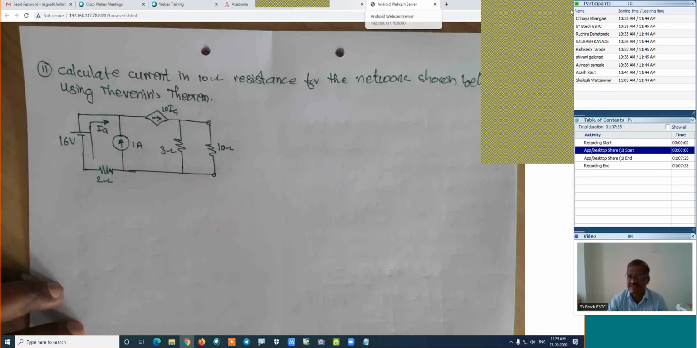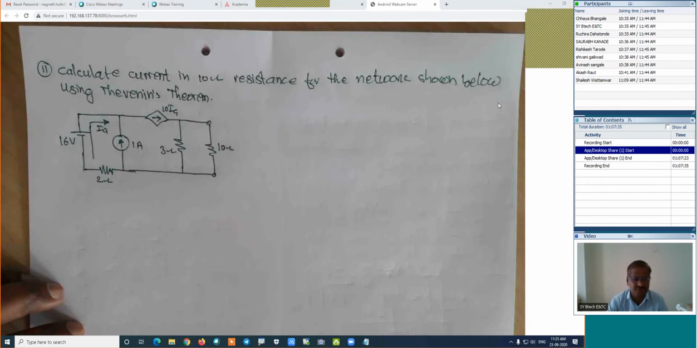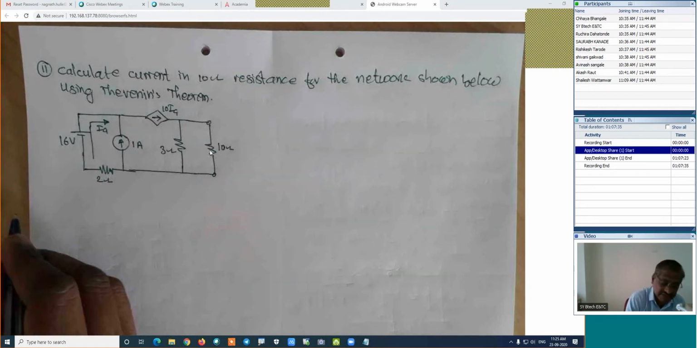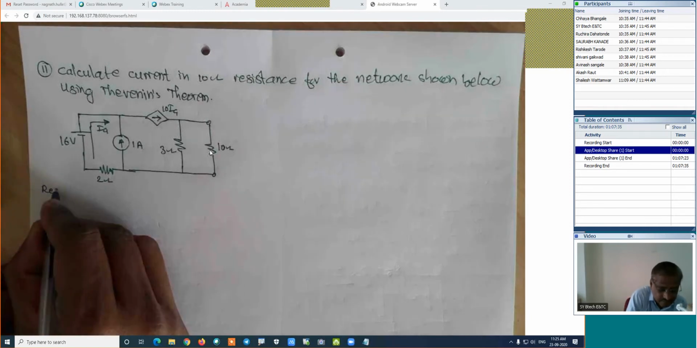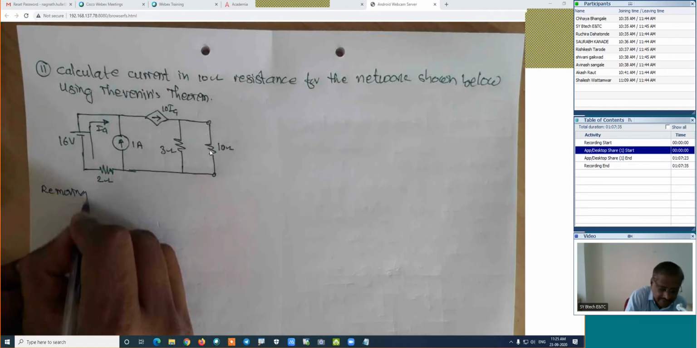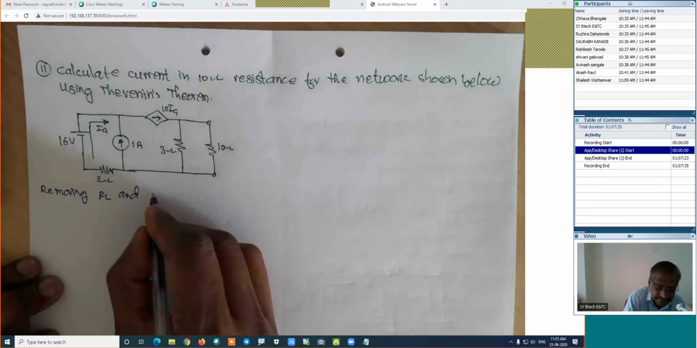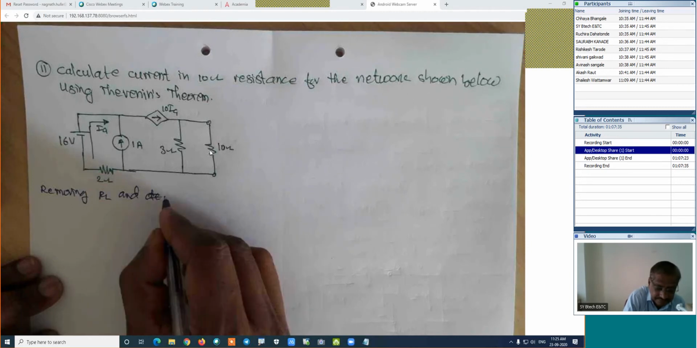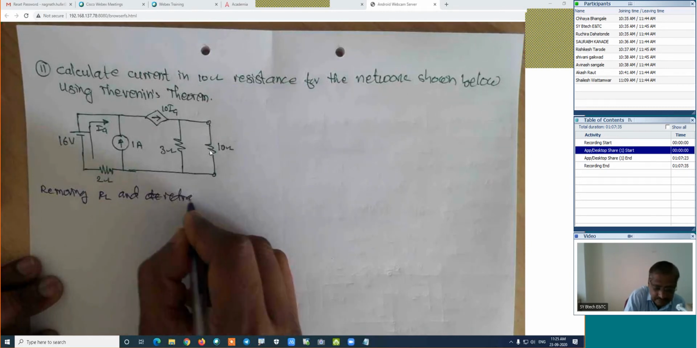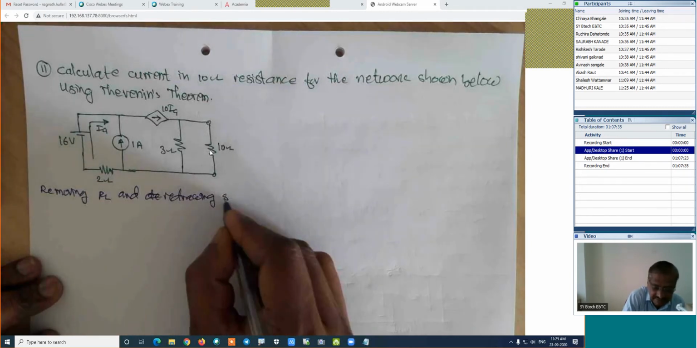Here in this case, we are interested in the calculation of current in the 10 ohm resistance. This is the 10 ohm resistance. First step is remove the load resistance and redraw the same circuit. Do it fast. Removing RL and redrawing. Same circuit.